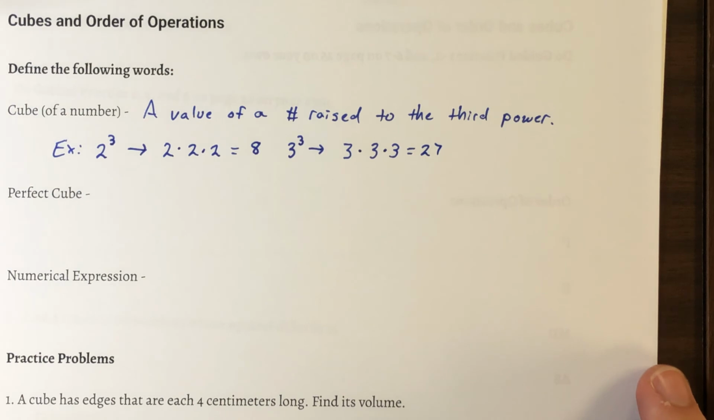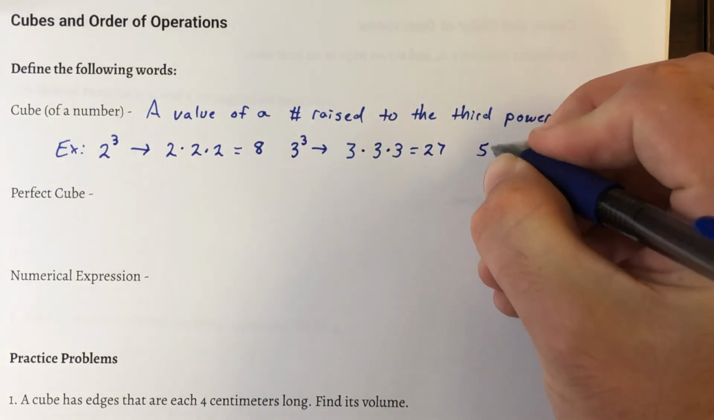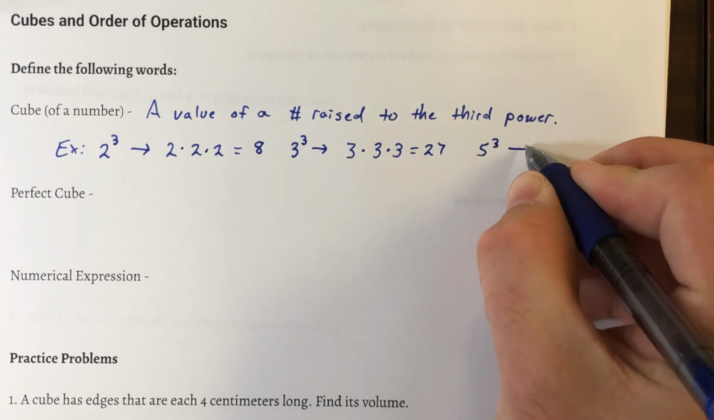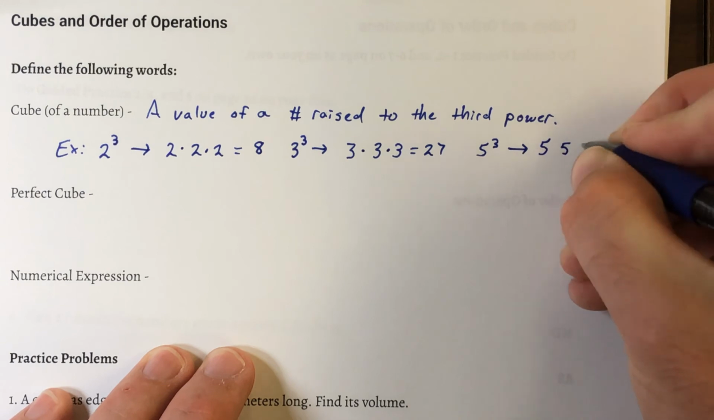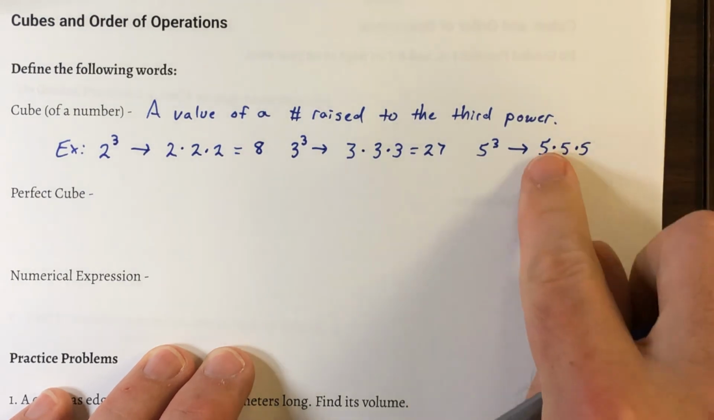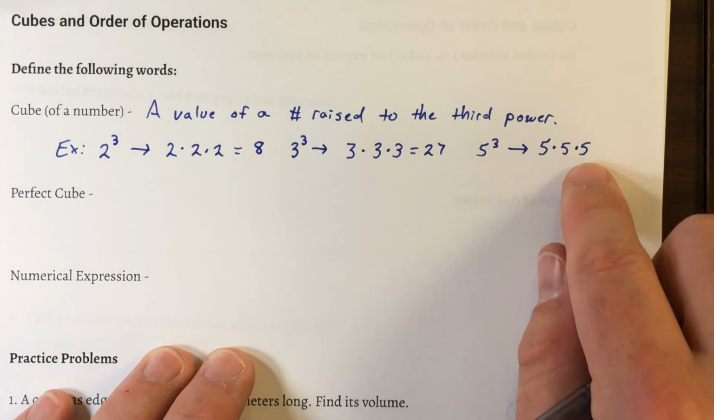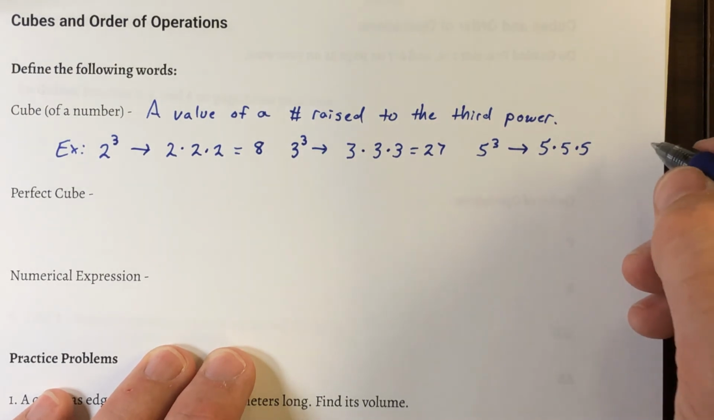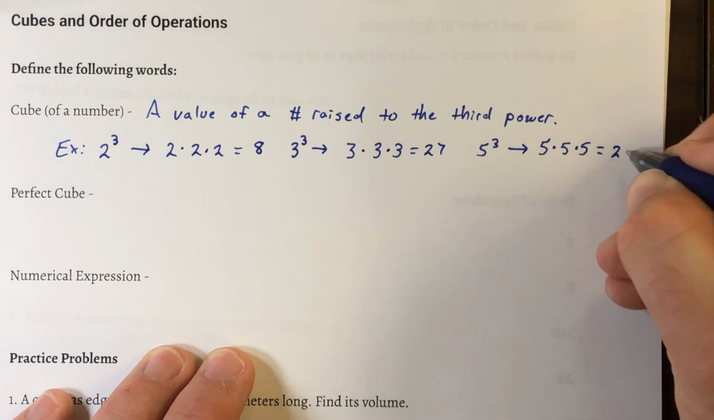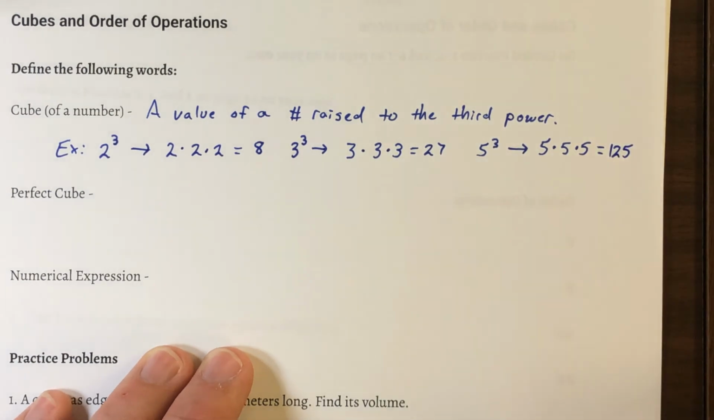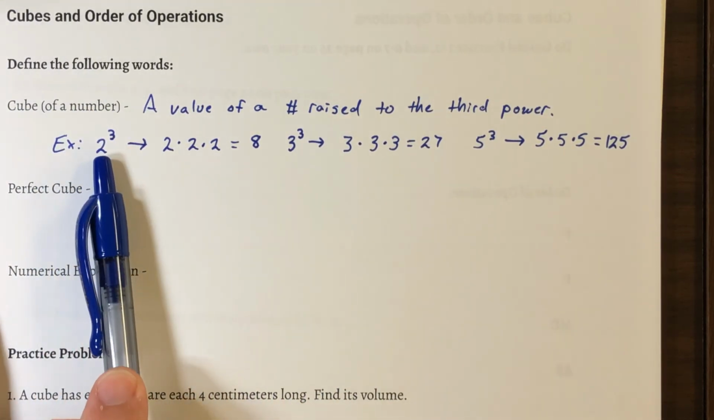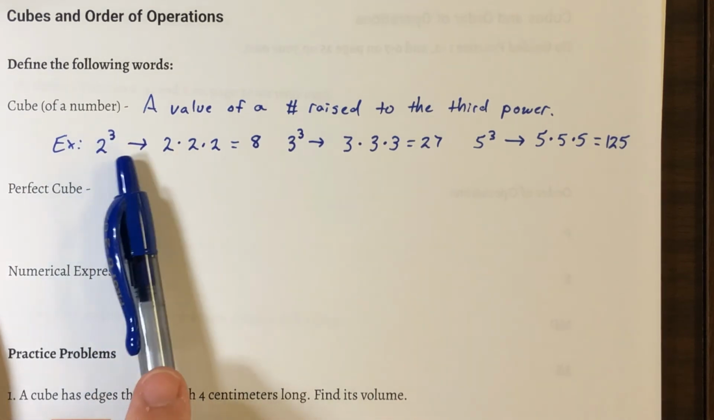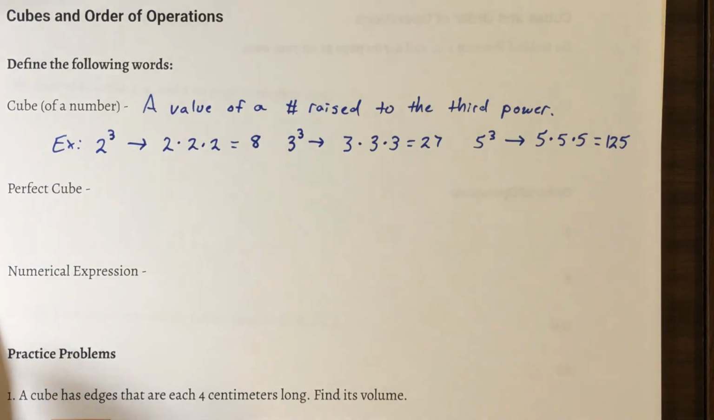One more quick example. 5 cubed, or 5 to the power of 3. The exponent of 3 tells you to write the base 5 three times, and then multiply. So 5 times 5 is 25. 25 times 5, 25, 50, 75, 100, 125. So again, cube of a number means take a number and raise it to the power of 3, meaning multiply that number by itself 3 times in a row.